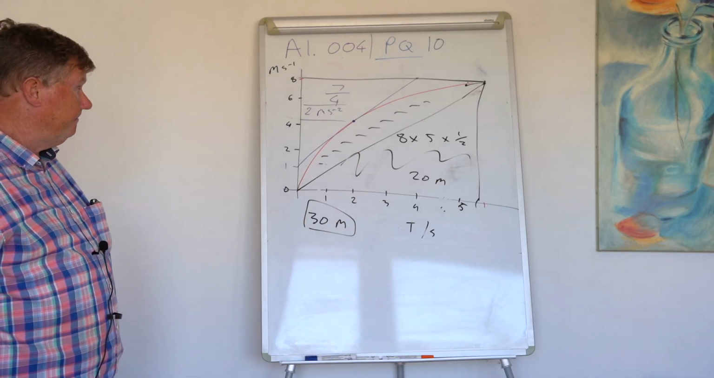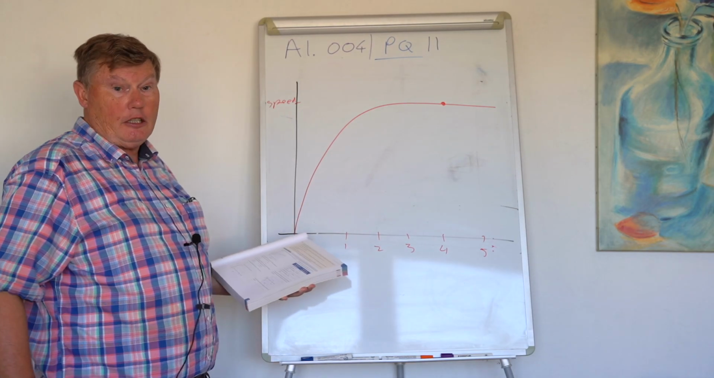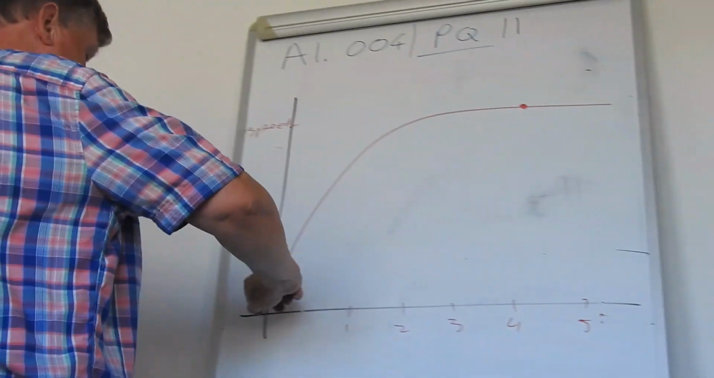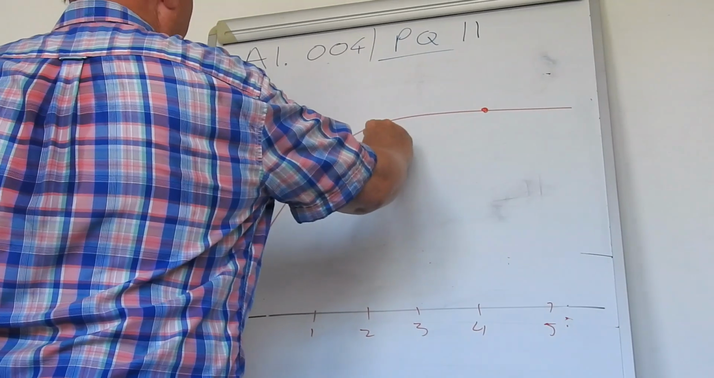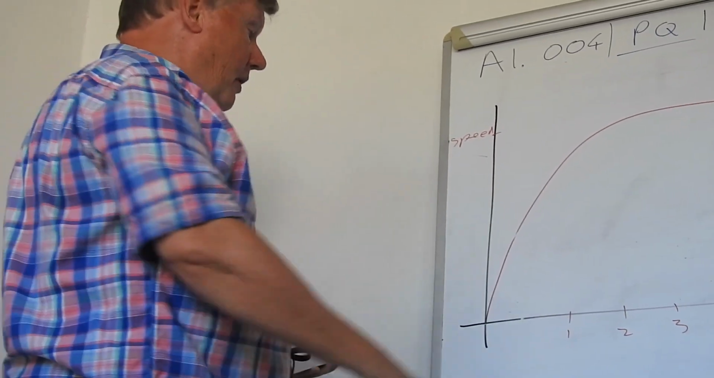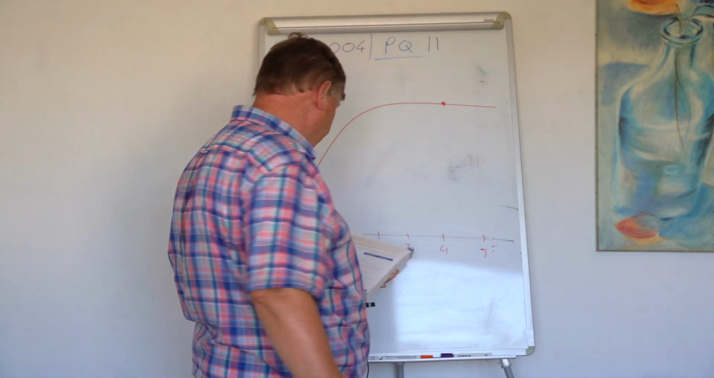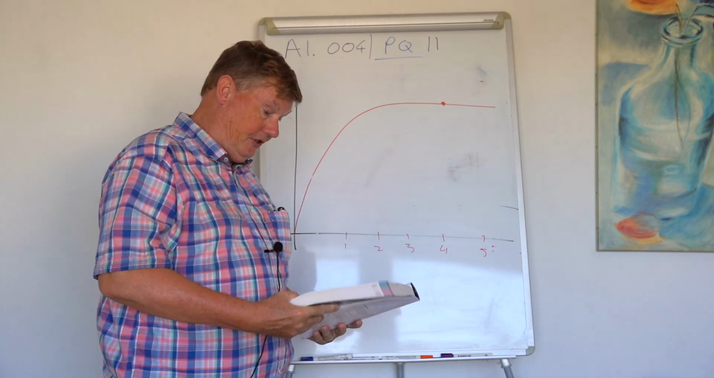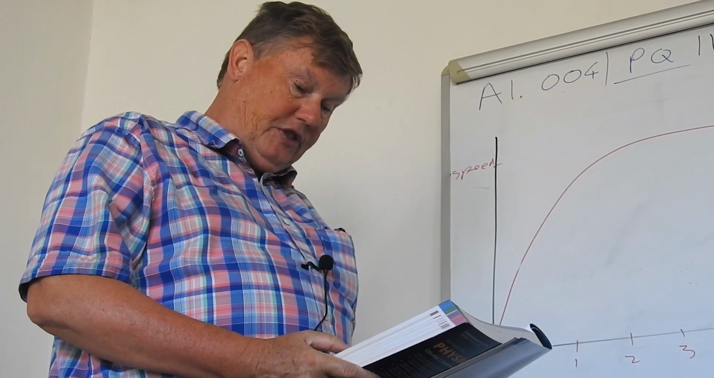That's what I reckon. Okay, so we're now going to have a look at PQ11. There's a speed time graph of a sprint runner. Basically, it accelerates fast, levels off. We aren't given any values for speed, but we are given some values for time in seconds. And it's a multiple choice question about what's going on here at 4 seconds. And it basically gives choices.